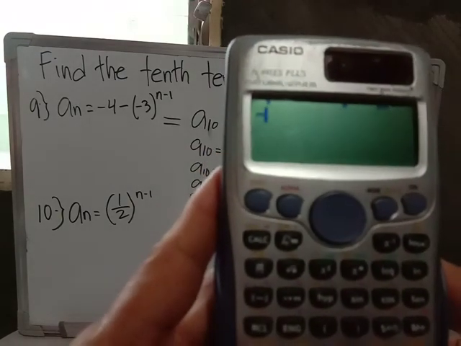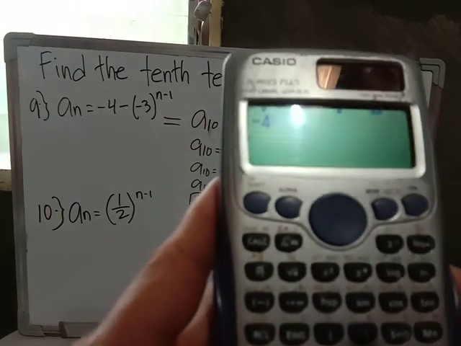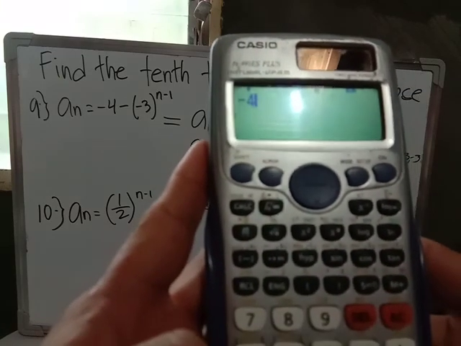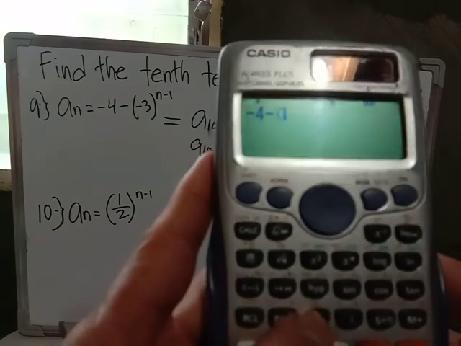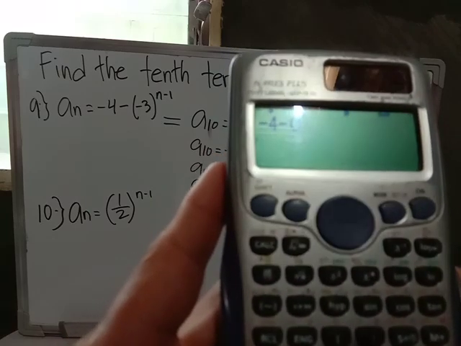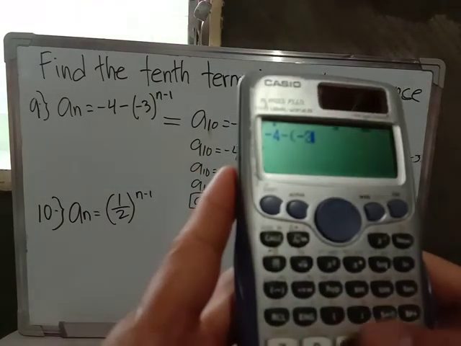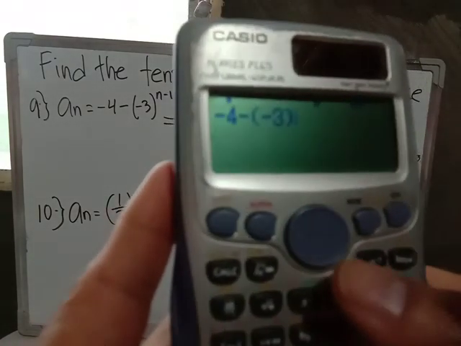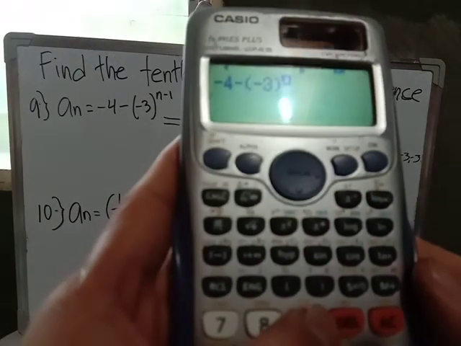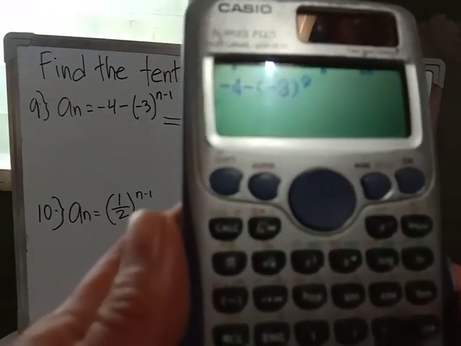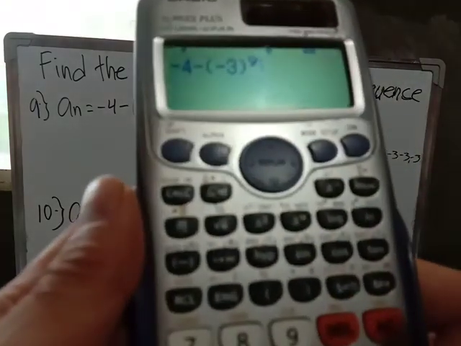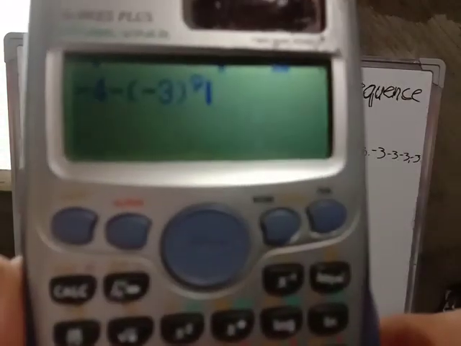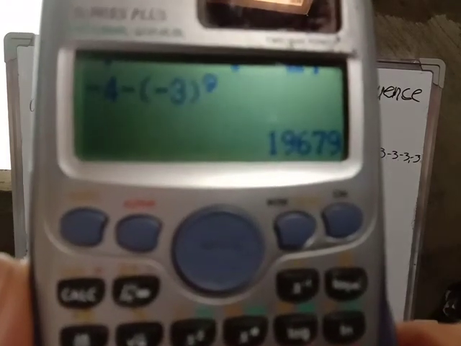So pwede natin siya i-write sa calculator as negative 4, times, open parenthesis, minus 3, close parenthesis, tapos yung x box. Since 9 na yan, di ba? So, lipat ang cursor, then equals. So, 78,732.